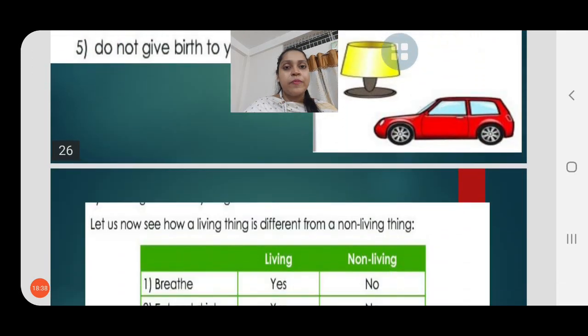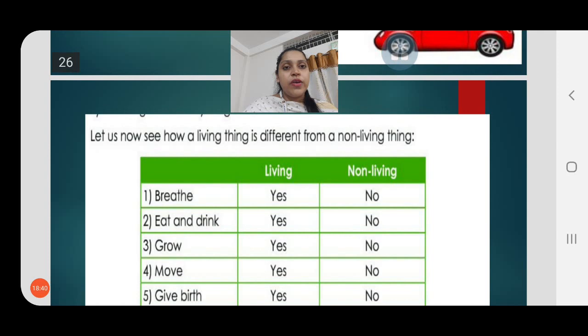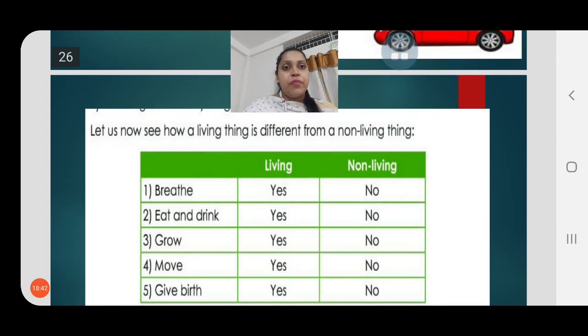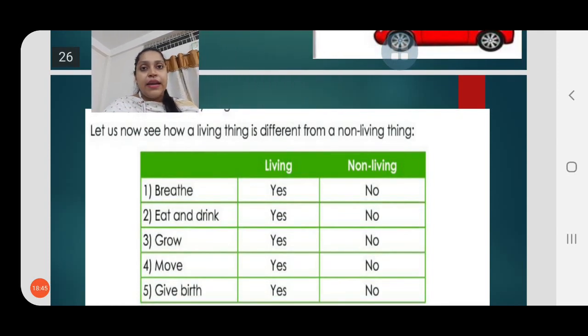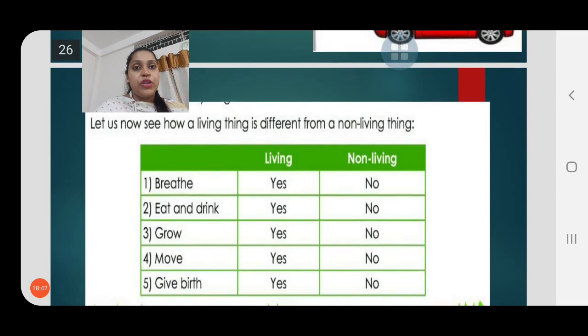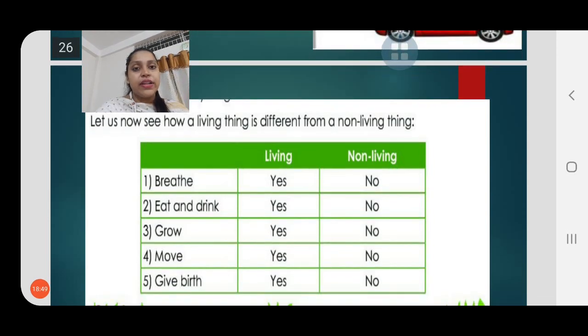Okay children, so here again a very important characteristic has been shown between a living thing and a non-living thing. So in order to understand living and non-living things, in your book a very important chart has been shown. Breathe, living thing, yes.